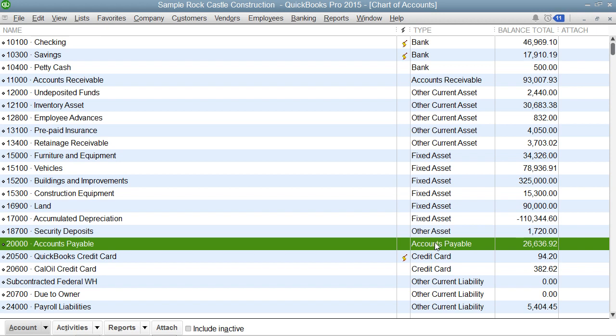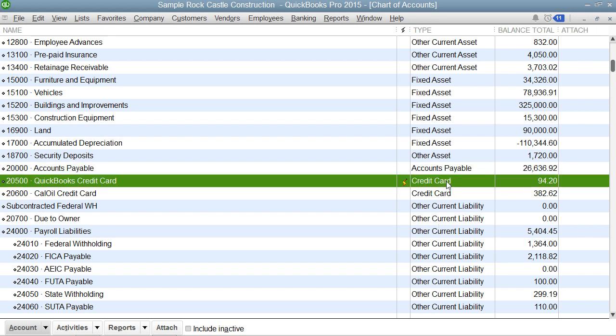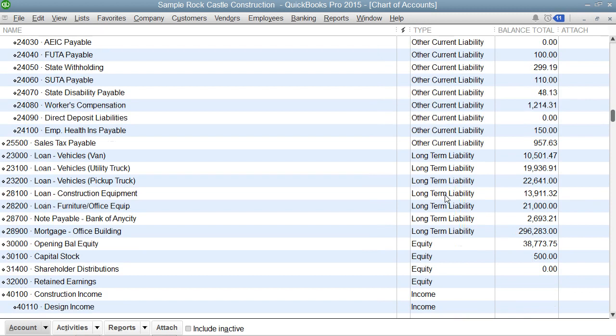Also note that when you set up your company file in QuickBooks, although credit cards are company liabilities, you'll set them up as credit card type accounts for ease of use within QuickBooks. The available types of accounts in QuickBooks that are liabilities are credit card, accounts payable, other current liability, and long-term liability.